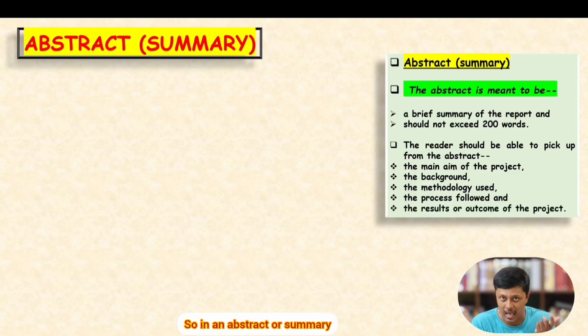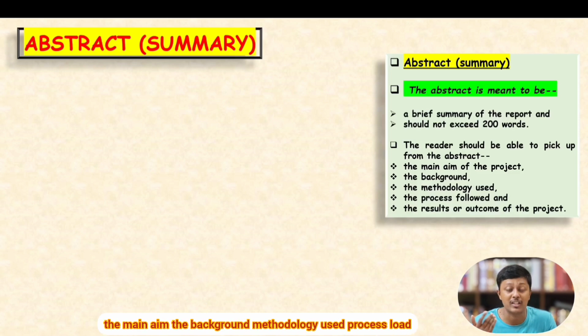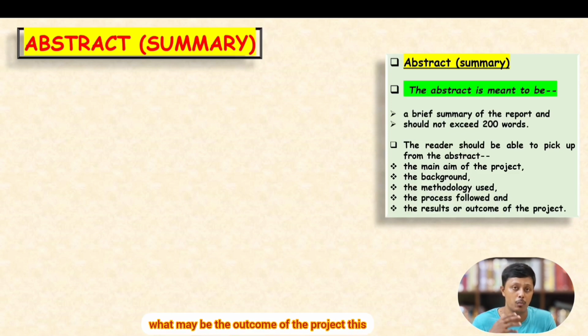So, in an abstract or summary, the reader should be able to pick up the following ideas: the main aim of the project, what is the aim of the project, the background, methodology used, process followed, and results or outcome of the project. So, what may be the outcome of the project? This you can understand from the summary or abstract.